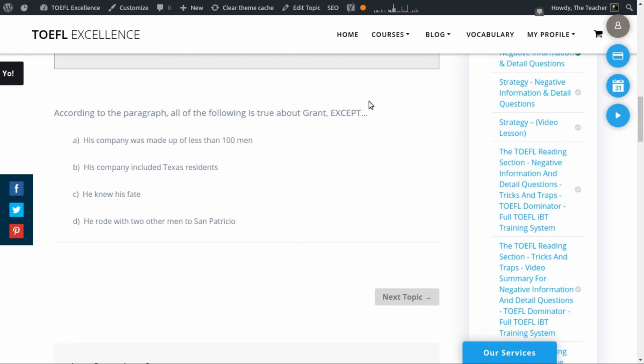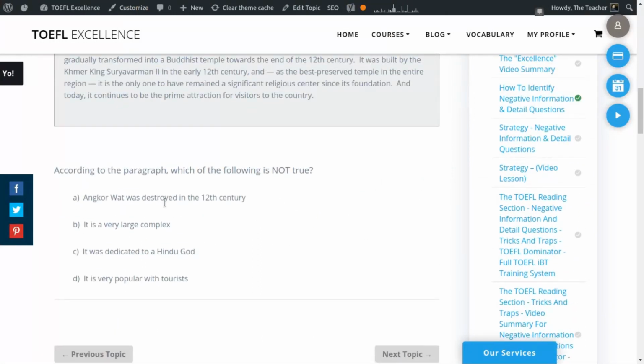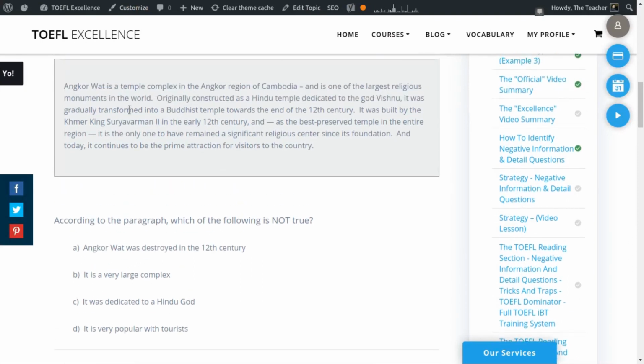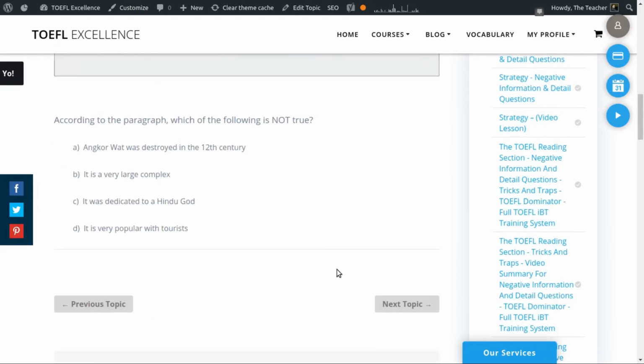You identify that it's a negative information and detail question by seeing either the word except or the word not in the question stem. And then just go through one by one with the answer choices. If it's true information, that's not the answer. If it's false information, that is the correct answer. You choose the answer and move on. There's really no other tricks about it. There's no other real master skills like we've discussed in some of the other question types. It's really just about the process of elimination.